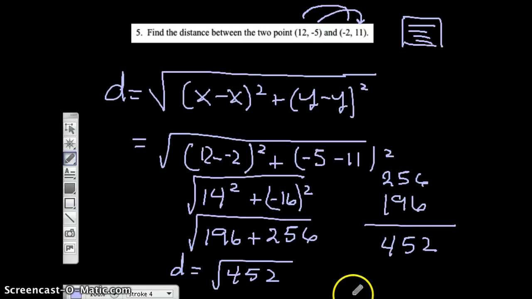So let's see, 4 goes into that 113. So that would be 2 radical 113. Final answer. All right, question 5.